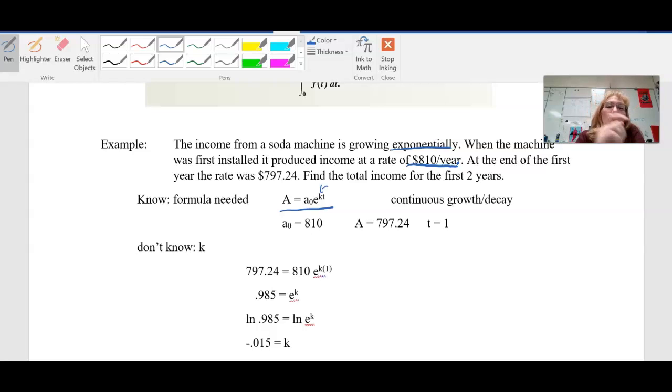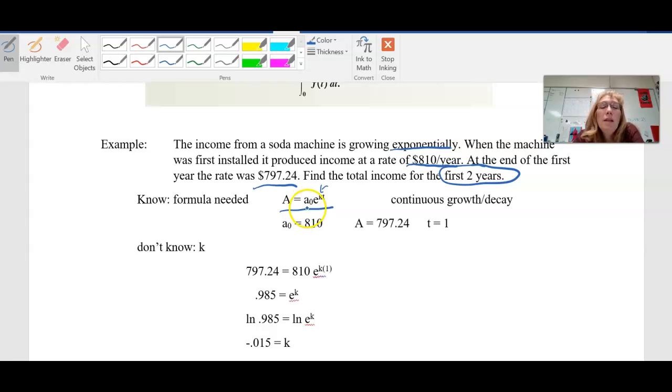At the end of their first year, their rate was only $797.24. So it was going down. Alright, they want to know how much income they'll have in the first 2 years. So is it worth putting this machine here?